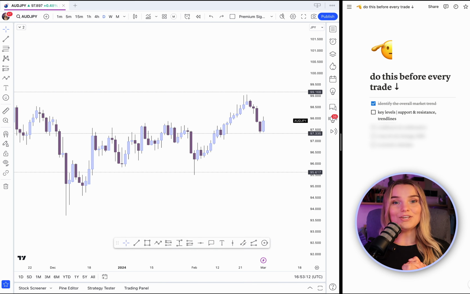analysis. Now the next thing you want to do before entering the trade is to mark your support and resistance levels along with the trend lines based on the recent price action data. And trust me, there is a right and a wrong way to do it. So let me explain that.